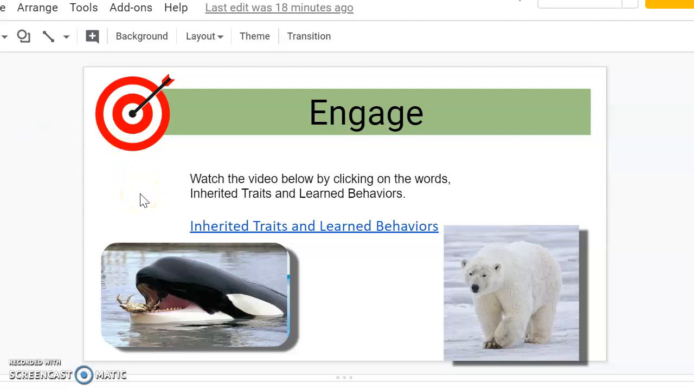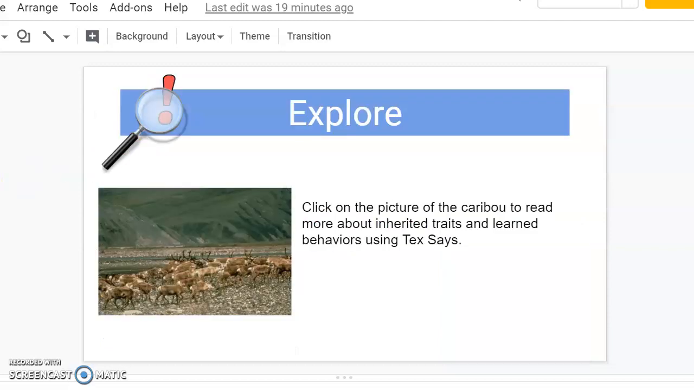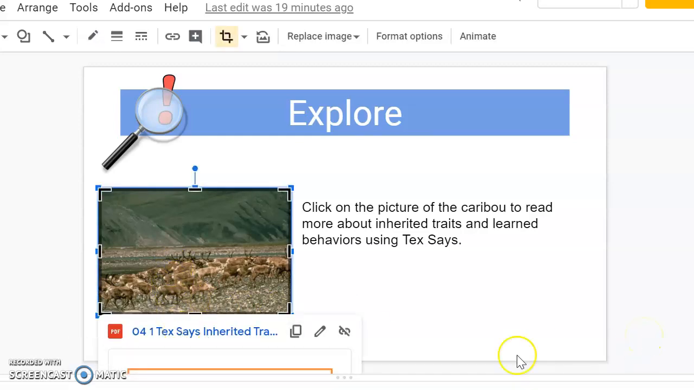Okay. You'll first just watch the video below by clicking on the words inherited traits and learned behaviors. You'll be learning a lot through this YouTube video, so make sure to do that. After you've done so, you're going to go ahead and go here. I don't know if you know these animals, but these are caribou. You'll be reading more about the inherited traits and learned behaviors using Texthelp. So if you just click on the picture right here, it'll take you right to Texthelp, and I want you to be sure to read more about inherited traits and learned behaviors that way.